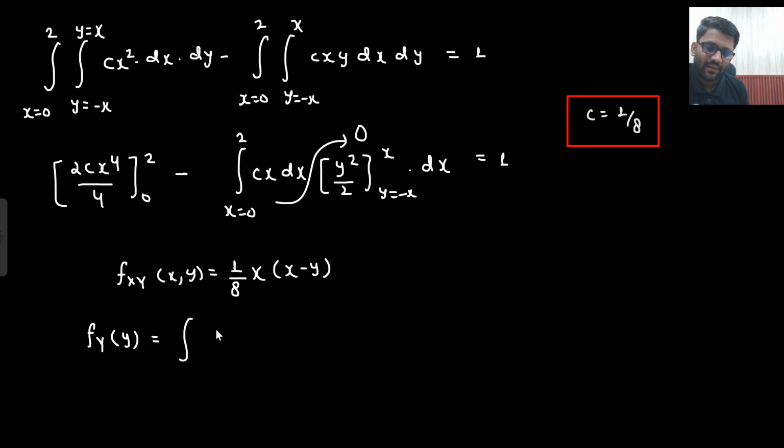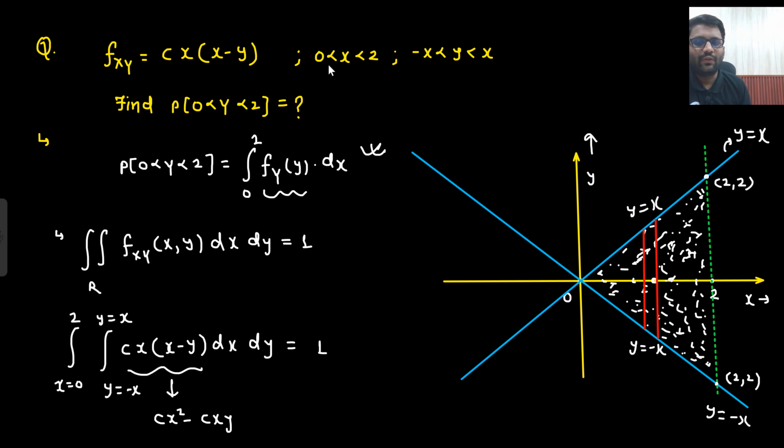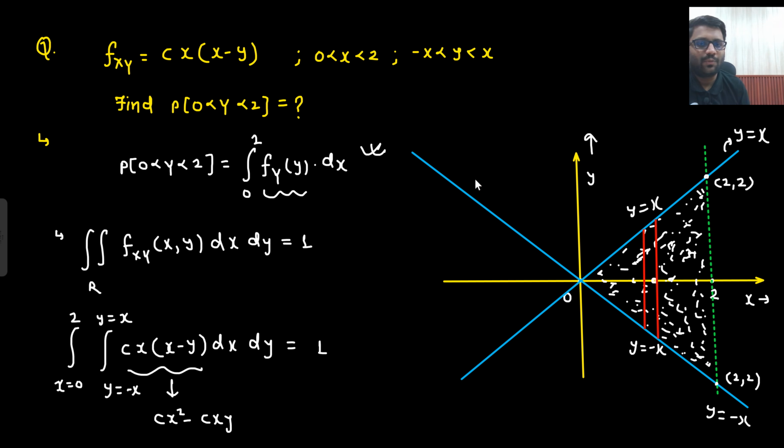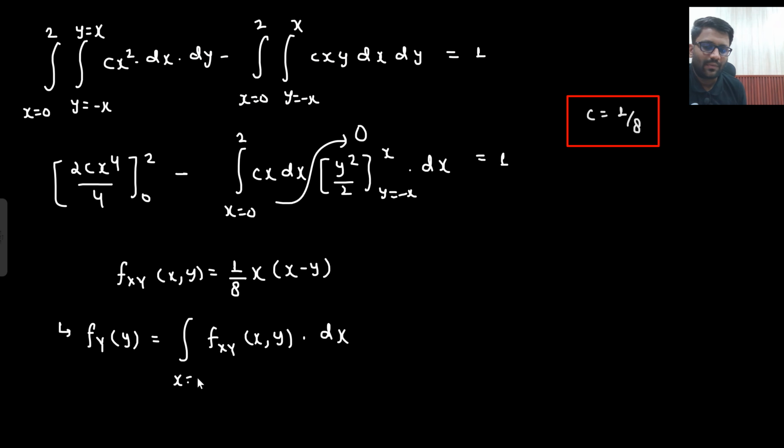So I know that f(x,y) dx, and now I need to put the limit of x. So will I put the limit of x from 0 to 2? What I am saying is that here I need to put the limit of x, right? If I need to find the marginal PDF of y, you can see that x is going from 0 to 2, so you should put x from 0 to 2. Is that so?